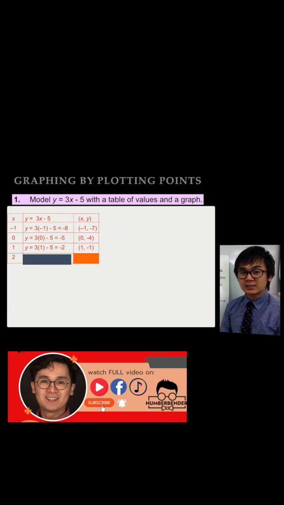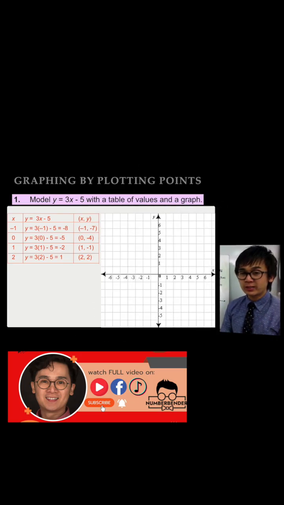And for our last assigned value of x, which is +2, when x is 2, y is 1. So that will be our last point, 2 and 1. Now using our xy plane, or our Cartesian coordinate, by plotting the points, plotting -1 and -7 will be on our third quadrant. So this is the point of -1 and -7. 0 and -4. 1 and -1 is right here, and 2 and 1, which will be on the first quadrant.